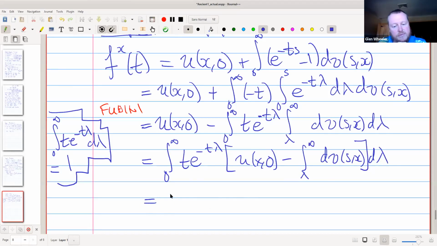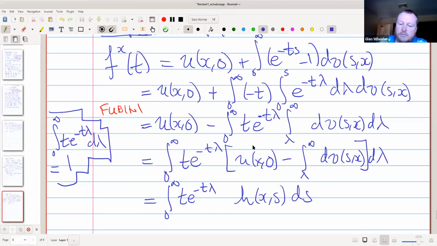We don't like that lambda variable. We're going to call it s from now on, and we're going to call this thing inside here a function h. If you remember the little steps that I said, one of them was deriving a PDE for h, and this is the h. We just changed the variable name.